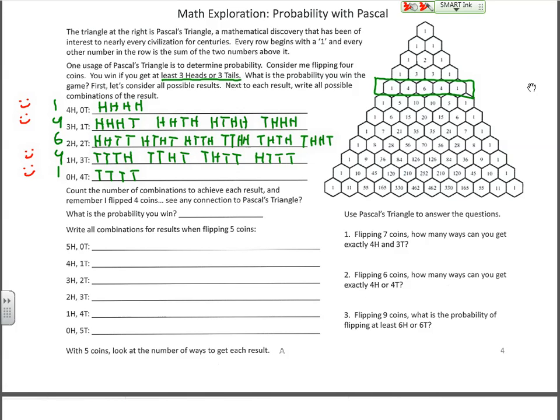So knowing how many outcomes there are for each situation allows you to quickly, if you know where to look in Pascal's triangle, identify how many are successful, 10, and how many are possible, 16. So you have a 10 out of 16 chance of getting at least 3 heads or 3 tails. You actually are favored to win here. If you want to write that as a percentage, it's approximately 63% chance. Okay.